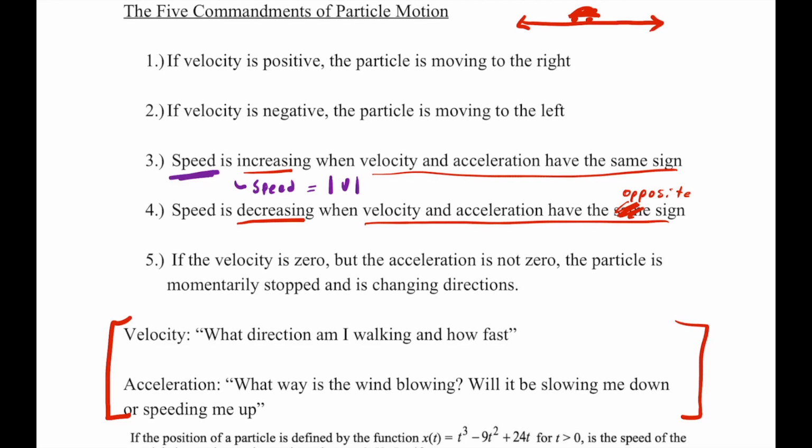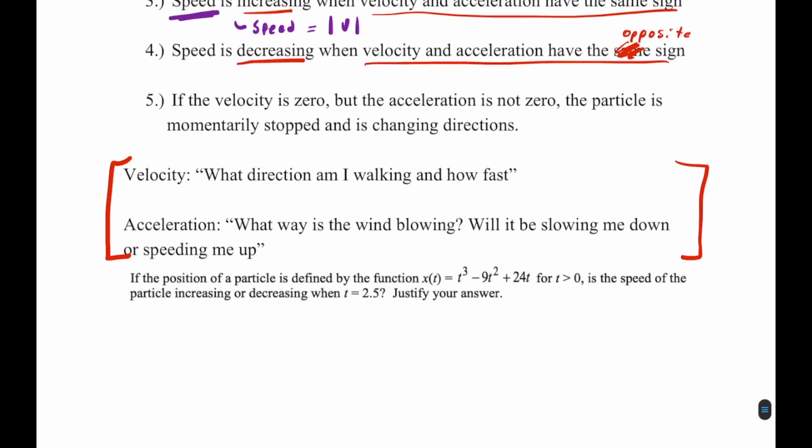Acceleration you can imagine as at that moment in time, wind starts blowing. Is the wind blowing in the same direction as you and helping you and making you go faster? Then your speed is increasing. Is the wind blowing against you and making you start slowing down? Then you will be slowing down. Your speed will be decreasing.